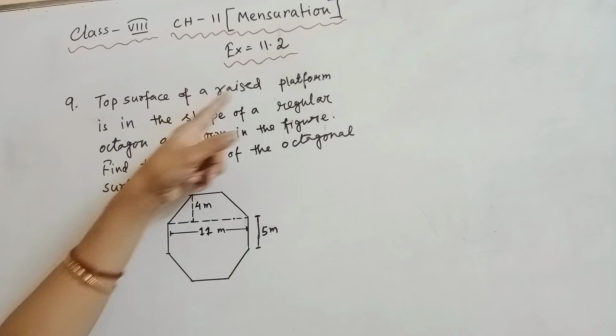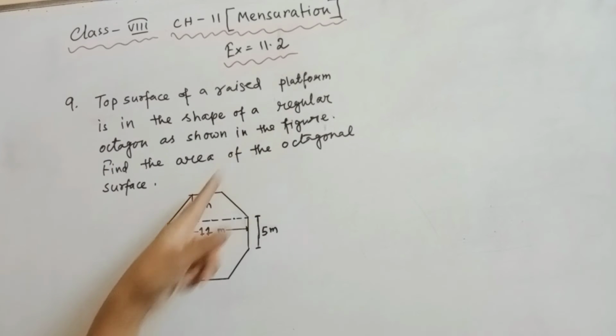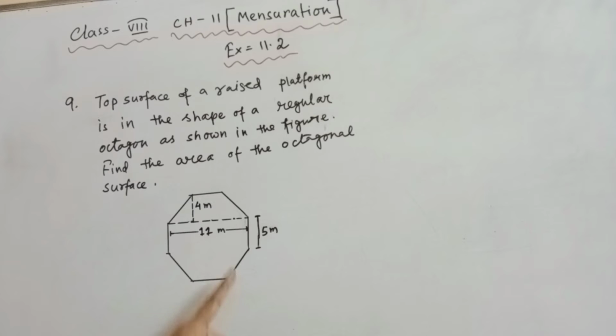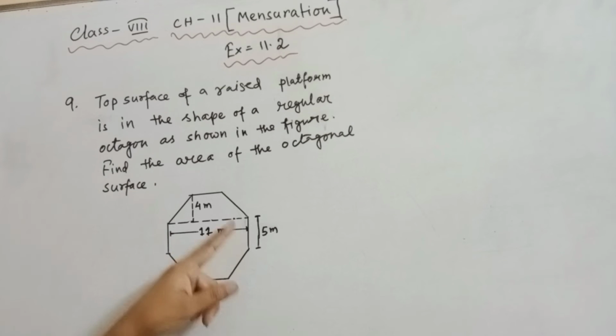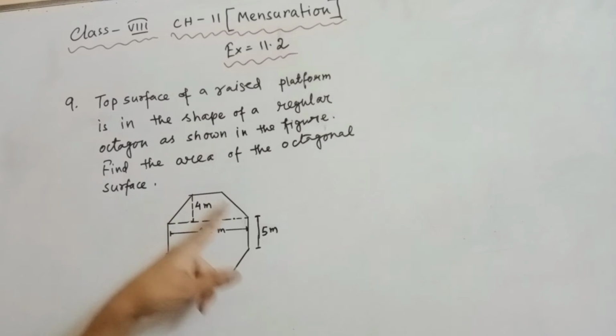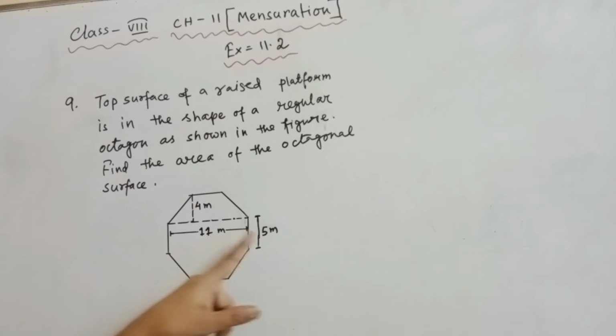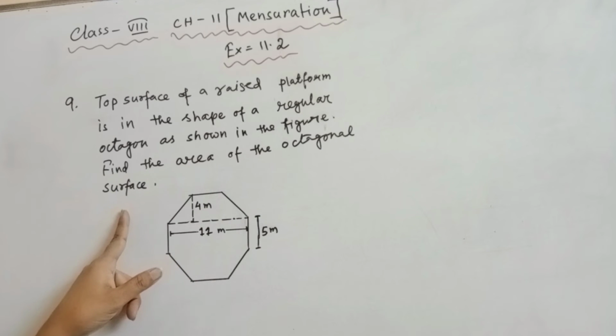Top surface of a raised platform is in the shape of a regular octagon. Regular octagon means all the sides are the same measurement. All the lengths are equal. Regular octagon means an 8-sided polygon, as shown in the figure. You can see the raised platform. It is a regular octagon. All the sides are 5 meter in length. Find the area of the octagonal surface.